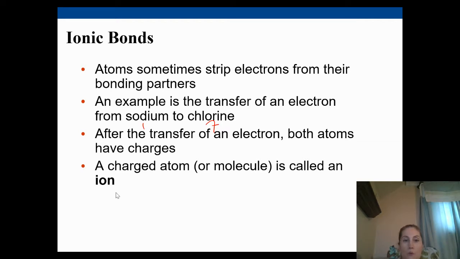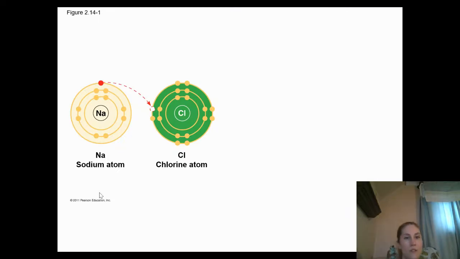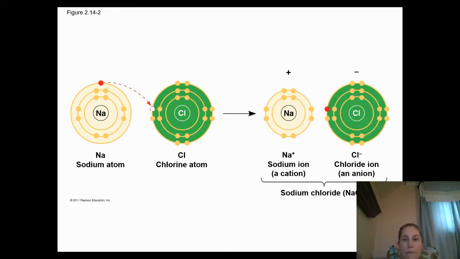Because it's either going to donate or gain an electron, they become charged atoms. Sodium normally has 1 valence electron, but if it's donating one, then it becomes a +1 charge. Okay, so this is what we're just saying here. It has that 1 valence electron, but if it donates that one away, it becomes positive. If that chlorine accepts it, it becomes negative. So now the valence electron needs are met, but it just changes the charges on them. All right, so this is what we were just saying.